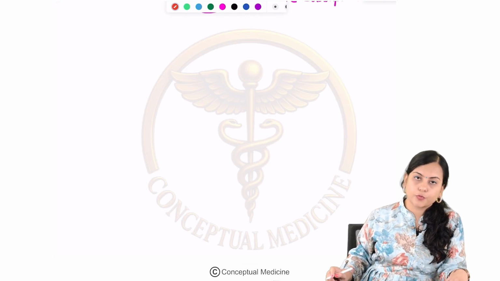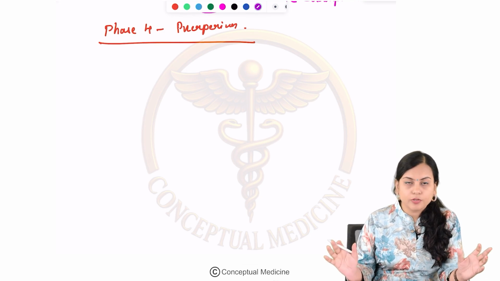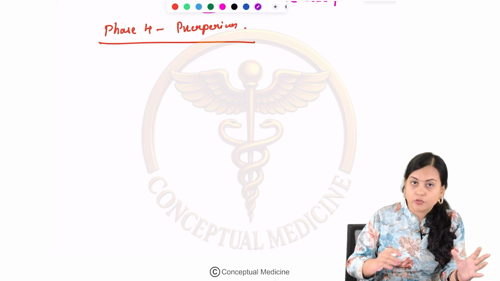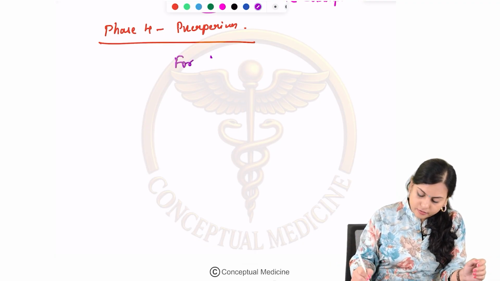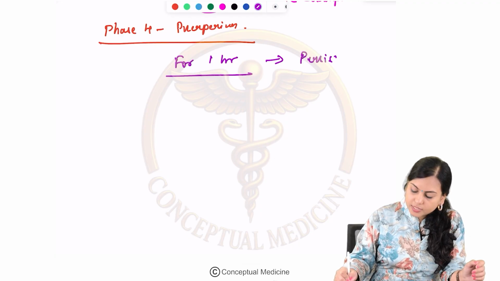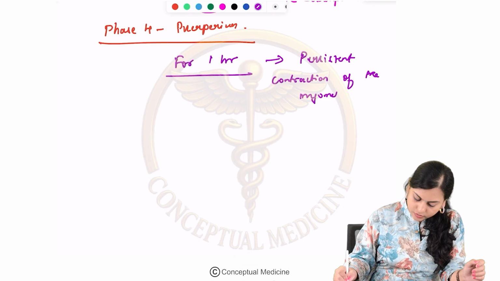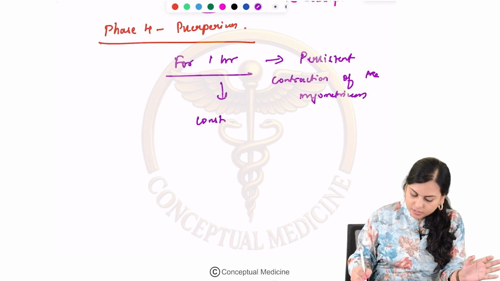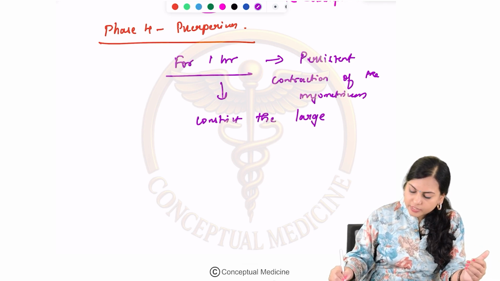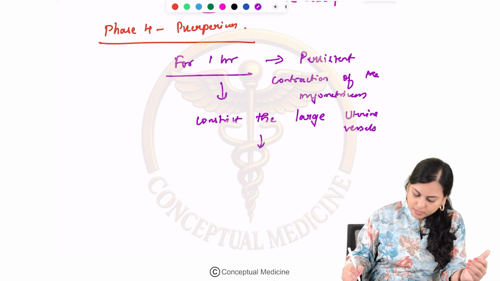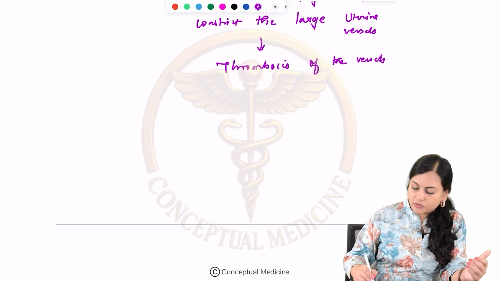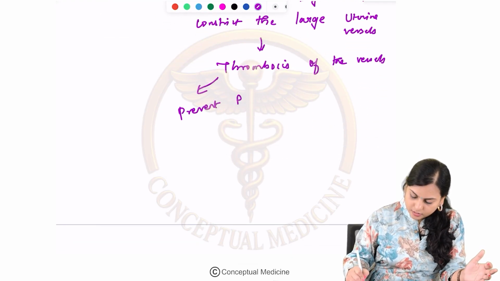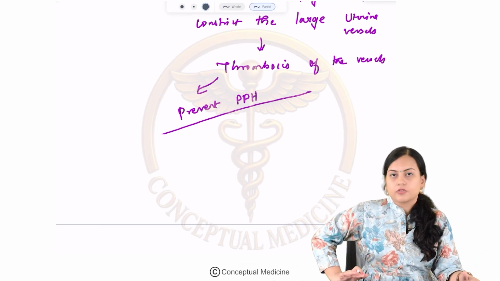And the phase 4 is puerperium. So, after 1 hour of delivery, the myometrium is going to be contracted, okay. So, it is going to be persistently contracted, so there is no relaxation. So, for 1 hour after delivery, there is persistent contraction of the myometrium, and this will constrict or compress the large uterine vessels, and you will also be able to see thrombosis of the vessels also. So, everything is going to prevent PPH. Clear?